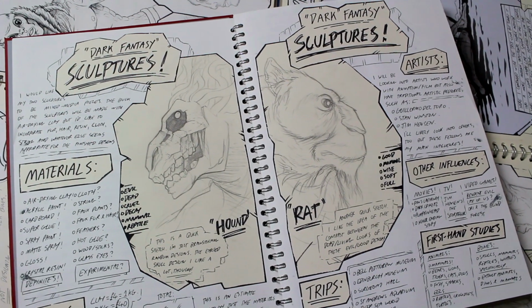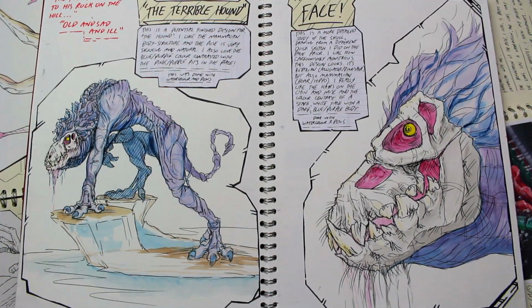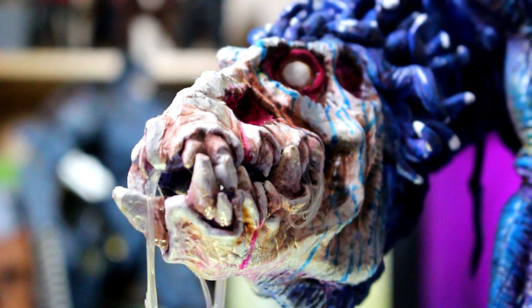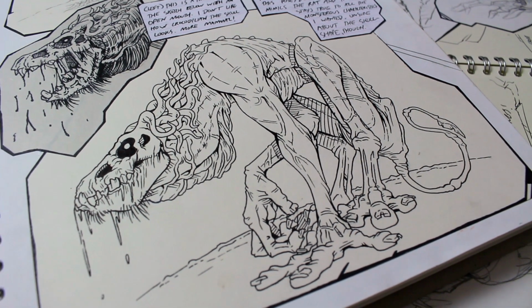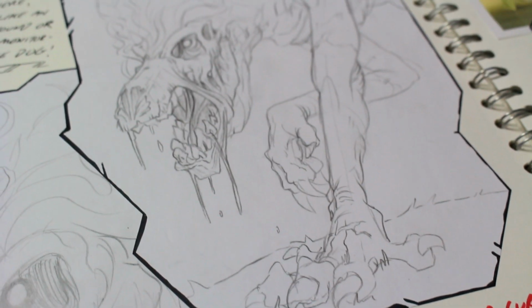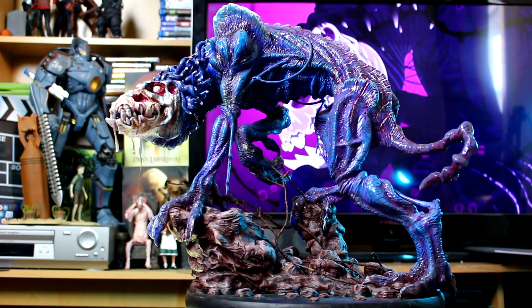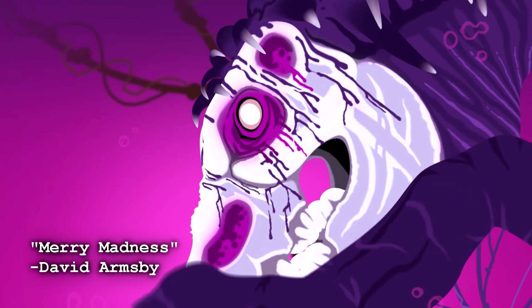From concept to reference and research to early sketches to colour mock-ups to a fully detailed and painted clay sculpture maquette to a finalised character fully realised in an animated short film, it was a joy bringing through entirely my own imagination this character, this monster, the Terrible Hound, to life. It really was.